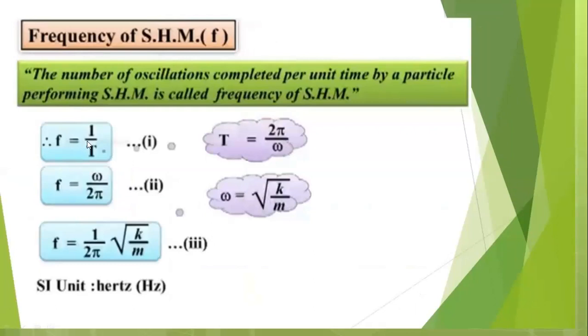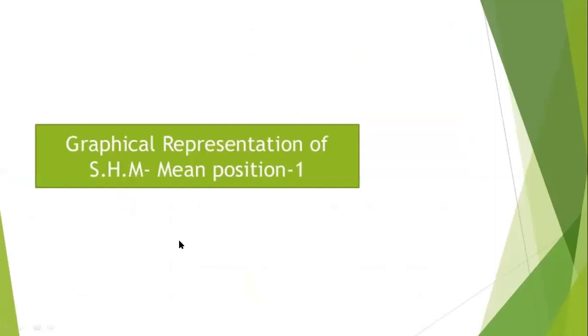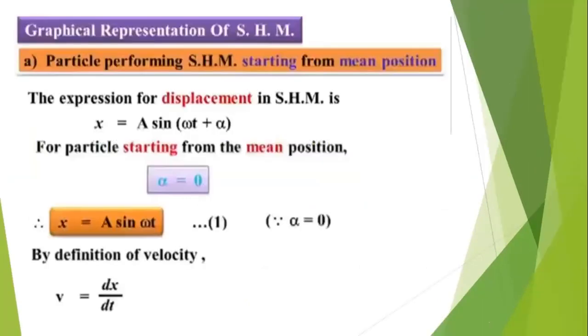So the reciprocal of the periodic time is also known as frequency. Just take the reciprocal. We get f is equal to 1 upon 2 pi under root k upon m. Next point, graphical representation of simple harmonic motion.